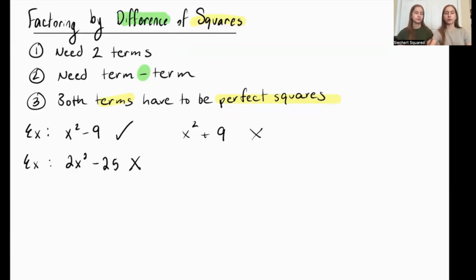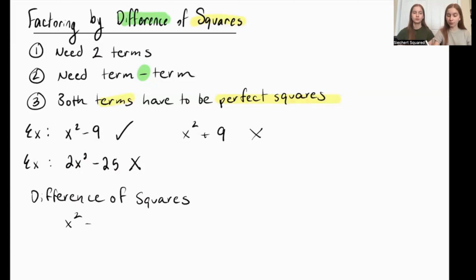Now we're going to look at what the rule is for when we factor by difference of squares. Normally what you're going to see is still the same thing, the two terms being subtracted. And for this, we're just going to use generic variables. So let's say it looks like x squared minus y squared. It looks a little bit different because there's no numbers, but we have something squared minus something else squared.